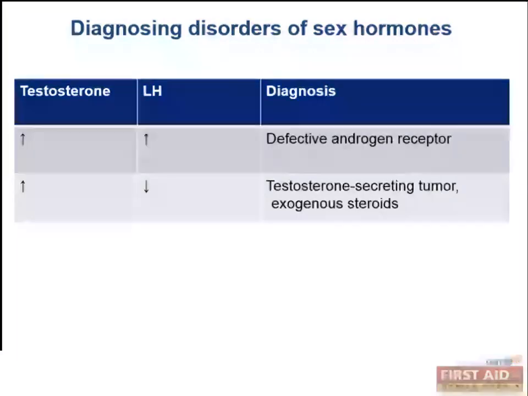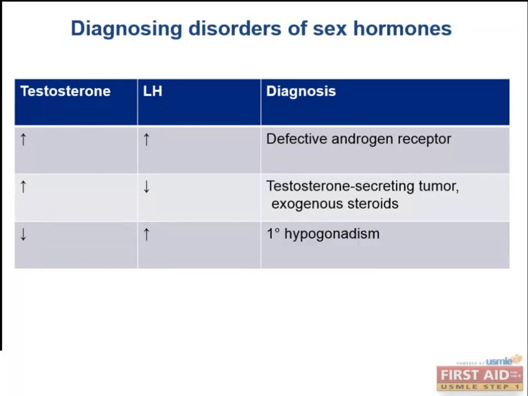With exogenous steroids, testosterone is increased because we're supplying the steroids, and with negative feedback on the hypothalamus and anterior pituitary, LH is decreased. However, in contrast to the testosterone secreting tumor, the decrease in LH will lead to atrophy of the Leydig cells and subsequent decreased production of endogenous testosterone. So, in both of these cases, testosterone is up, LH is down. But with the testosterone secreting tumor, it's an increase in endogenous testosterone. With the exogenous steroids, we have an increase in testosterone that's exogenous with a decrease in endogenous testosterone production.